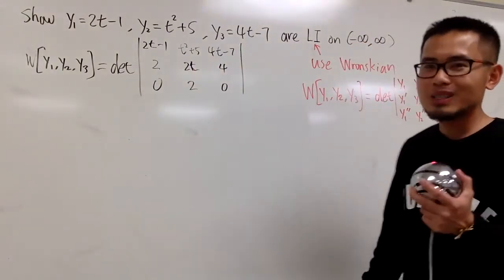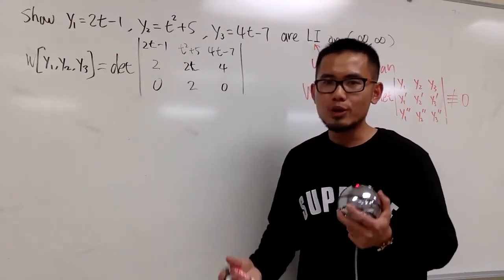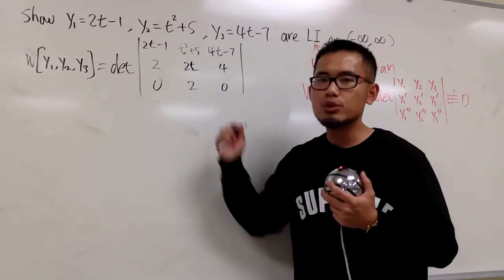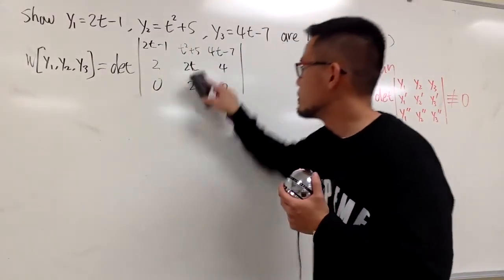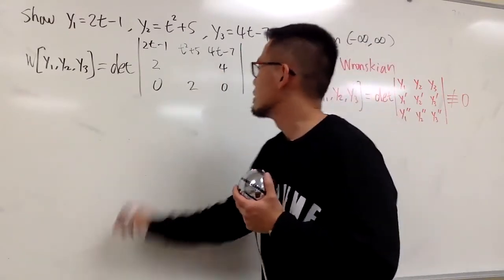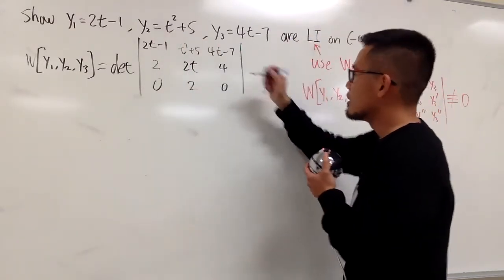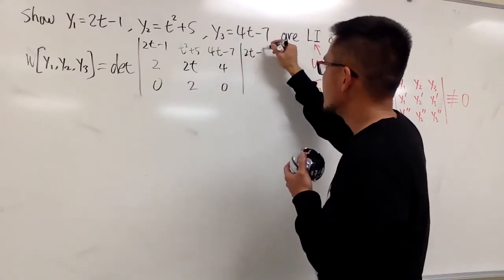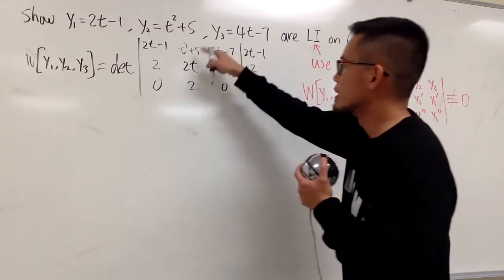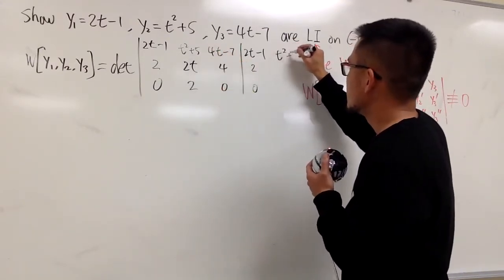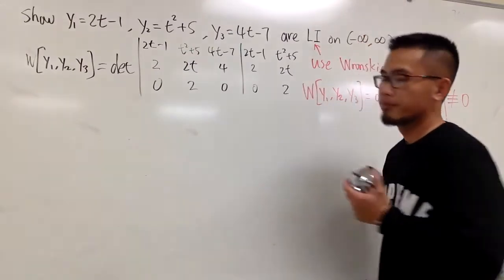Okay, so how can we calculate the determinant right here? One way to do it, when we have a 3 by 3 matrix, is that we can just copy the first two columns. Let me write the t better right here for you guys. We can copy down the first two columns on the side here, and I'll put this down as 2t minus 1, and then 2 and then 0. And I'll copy this down right here as well: t squared plus 5, 2t, and then 2.